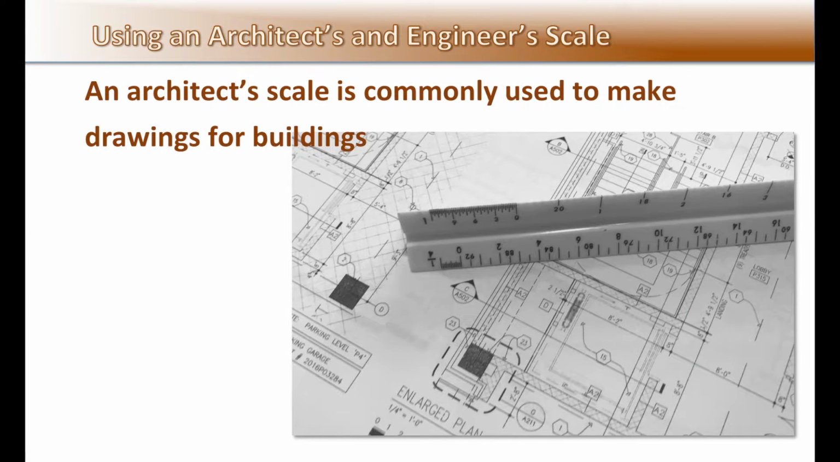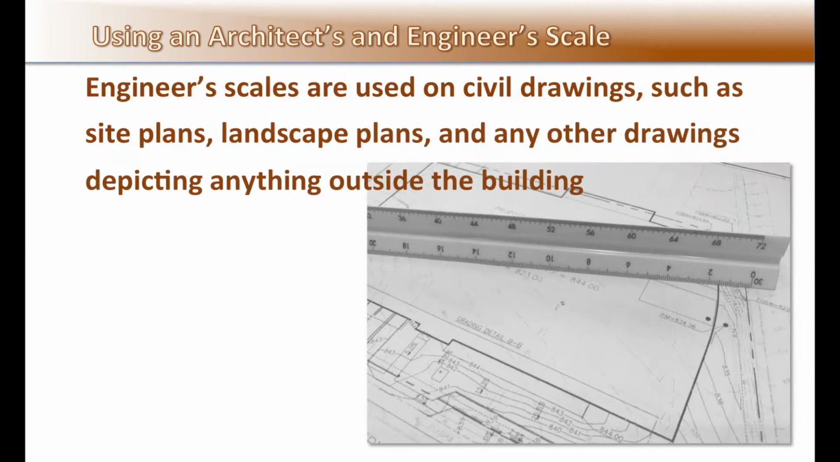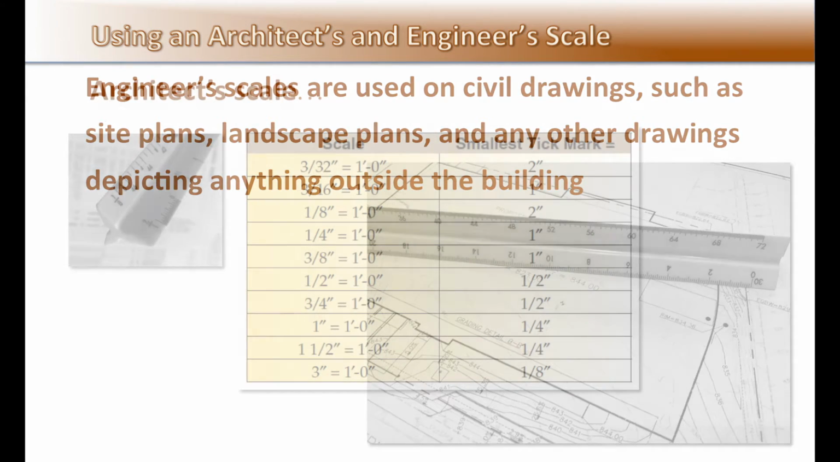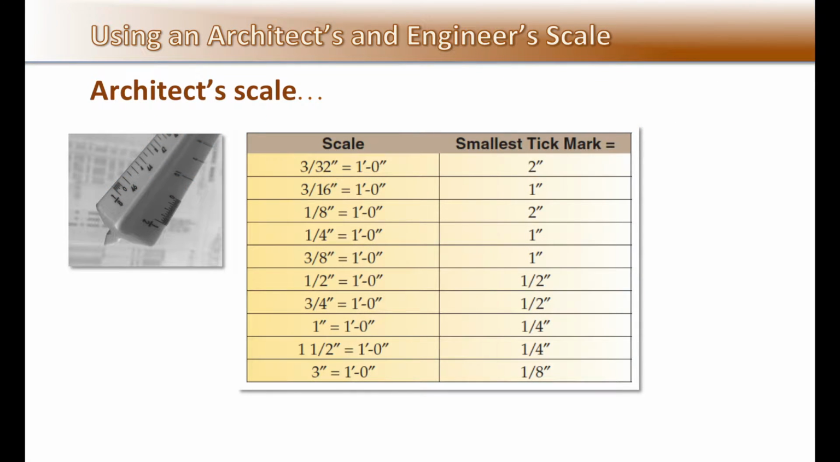An architect's scale is commonly used to make drawings for buildings such as floor plans, elevations, and details. Engineers' scales are used on civil drawings such as site plans, landscape plans, and many other drawings depicting anything outside the building. A typical triangular architect scale has a total of 11 different scales from 3/32 of an inch equals a foot to 3 inches equals a foot. Typical scales are shown in the example.